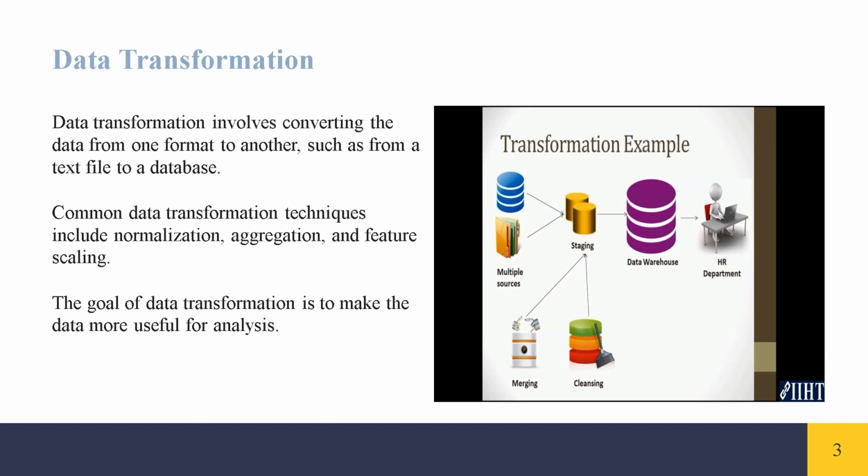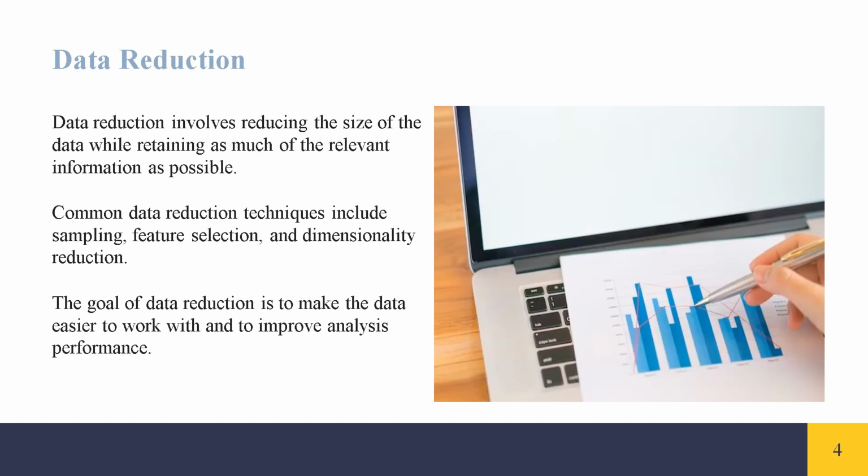Data transformation involves converting the data from one format to another, such as from a text file to a database. Common data transformation techniques include normalization, aggregation, and feature scaling. The goal of data transformation is to make the data more useful for analysis.